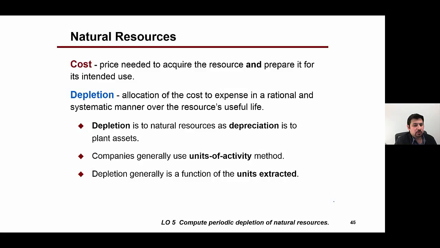So those natural resources will deplete. And usually companies use the units of activity because it makes more sense, especially since the estimated useful life of a mine, or of a forest, is by the unit of activity. How much is extracted? For example, how many cubic meters, how many tons were extracted, how many trees were cut down, etc. And at the end, the cost per unit of activity is multiplied by the units extracted.